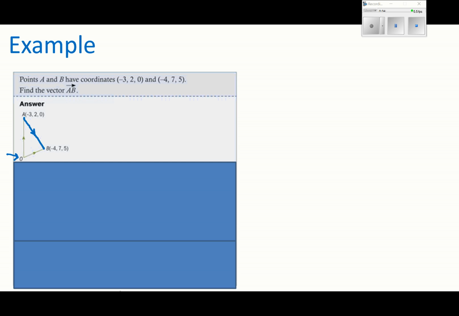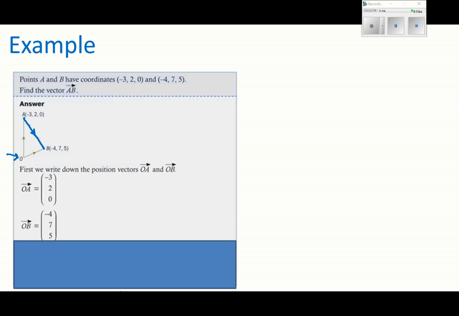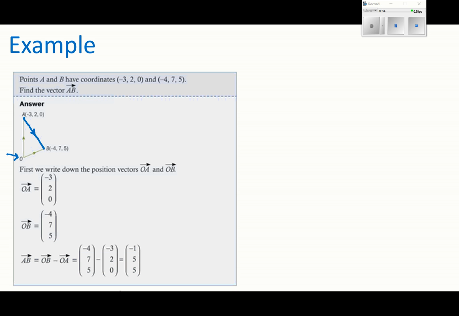So we can use this idea of referencing our origin. Our OA, to get from O to A, is (-3, 2, 0). To get from O to B is (-4, 7, 5). So those are our position vectors referencing our origin O. Using our formula from the last slide, we know that AB is OB minus OA. So essentially we were going from A and taking the long route. We're going this direction back to the origin and then here.